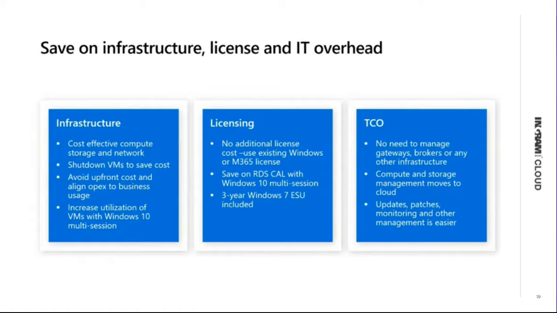You can save on licensing because access to WVD is included in your M365 A3 or A5 or E3 or E5 licenses or Business Premium, which saves on RDS CALs. The TCO goes down because you don't have to spend your IT department's energy on looking at gateways, brokers, or infrastructure virtual machines, or patching those virtual machines, or doing any of the work to keep that infrastructure up and running.